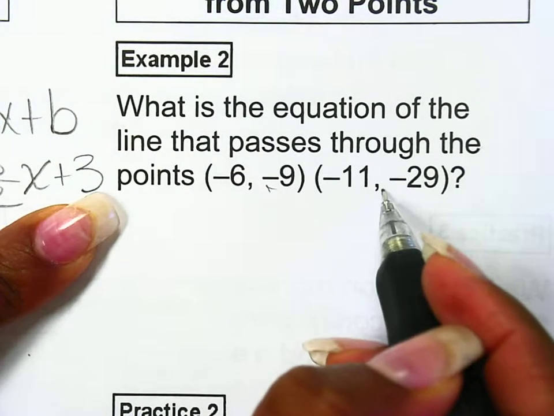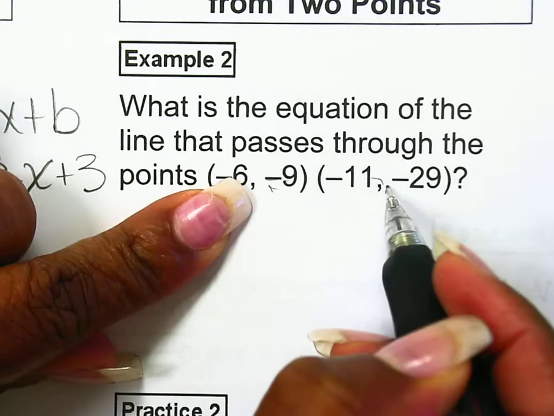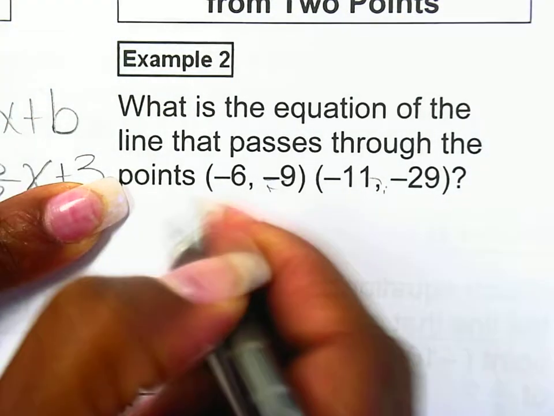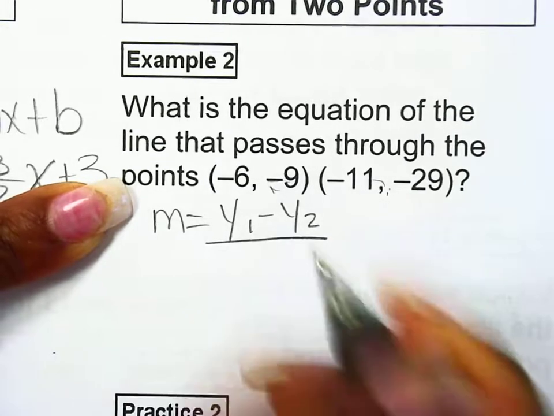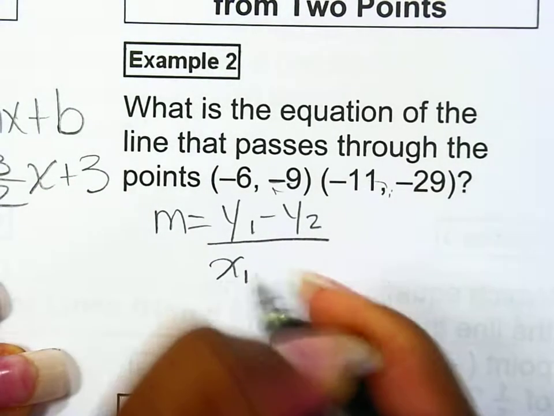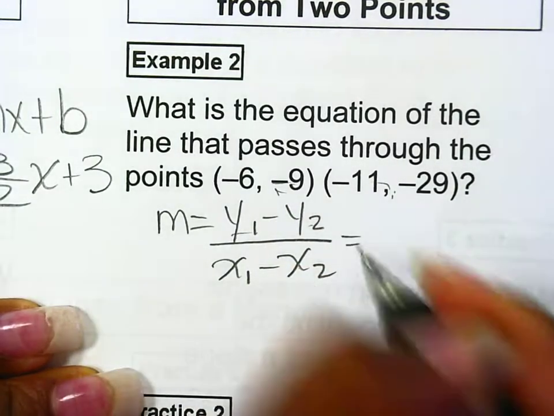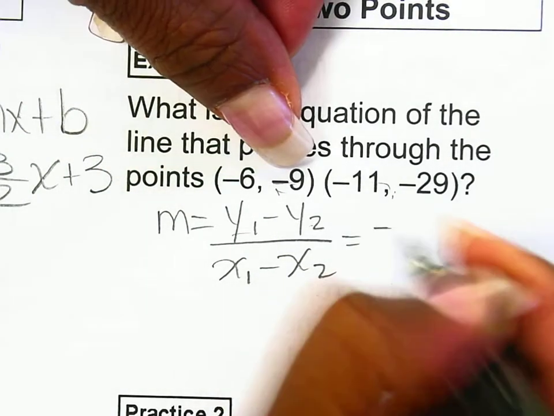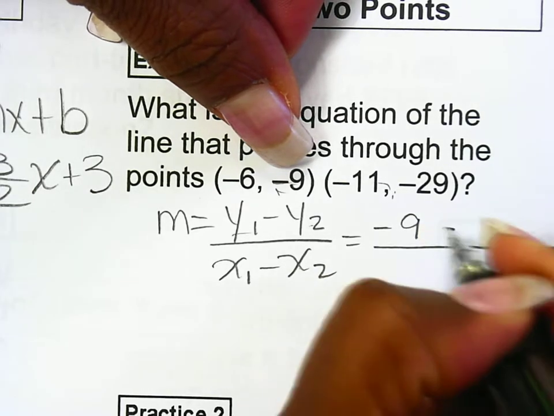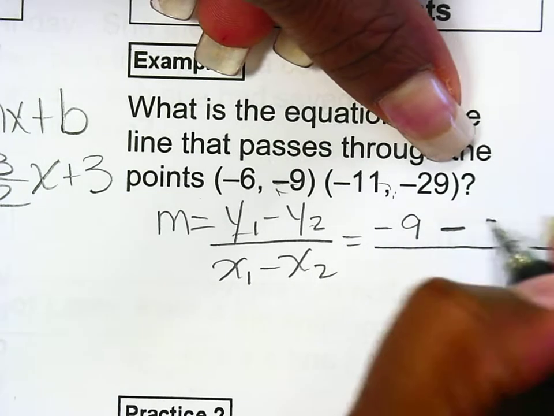Okay. So now let's look at example 2. In example 2, they gave me 2 points. Now, since they gave me 2 points, I'm going to use slope-intercept form because neither one of these points is the y-intercept. So I'm going to find the slope using the slope formula, m equals y sub 1 minus y sub 2 over x sub 1 minus x sub 2, the change of y over the change of x. So I'm going to say this is my first point here. I'm going to say y is negative 9. The subtraction comes with the formula. My y sub 2 is negative 29.